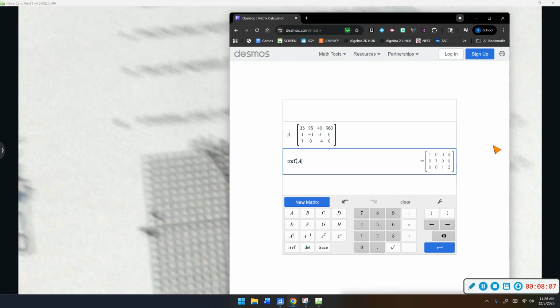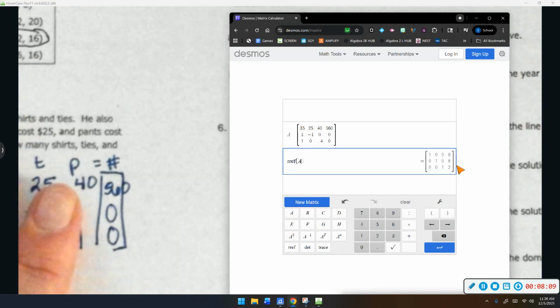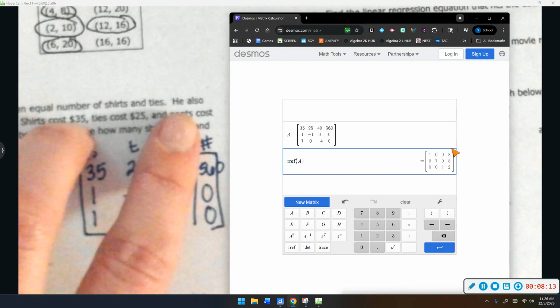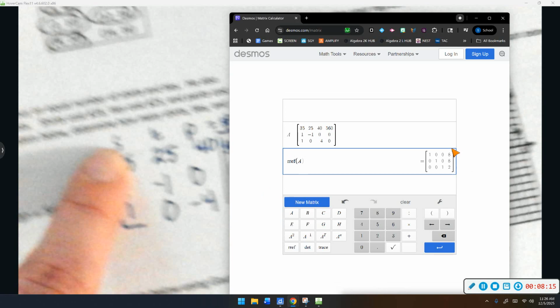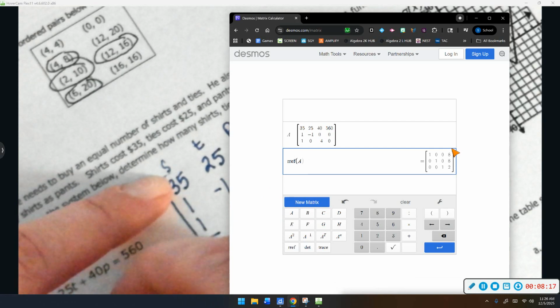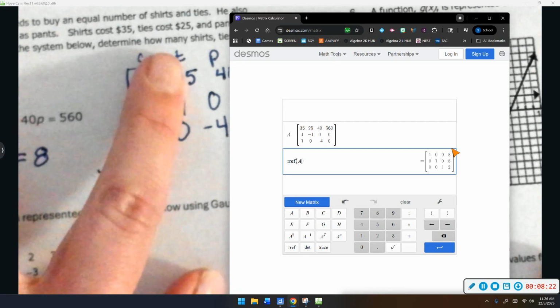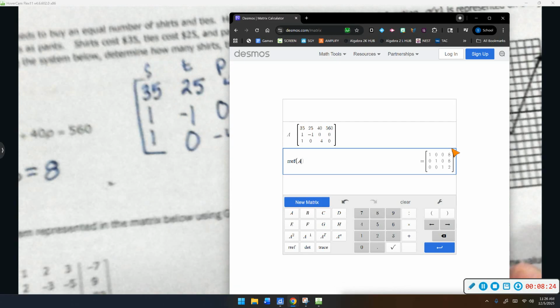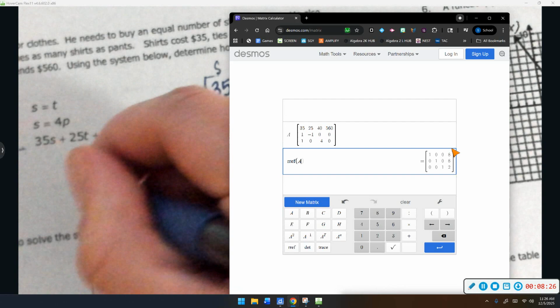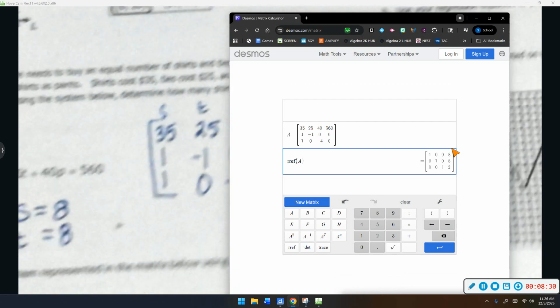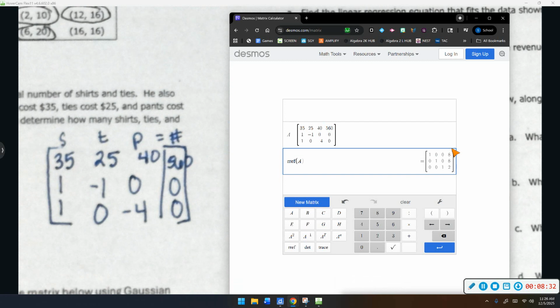All right, and then I got this as an answer, 8, 8, 2. So what does that mean? Well, we go in order. The first column was S, right? So S equals 8. The second column was T, so T equals 8. Well, that makes sense. Shirts and ties. If you wear a shirt and a tie, it should match, right? And then the last one is pants.